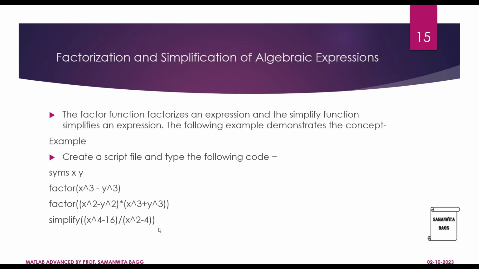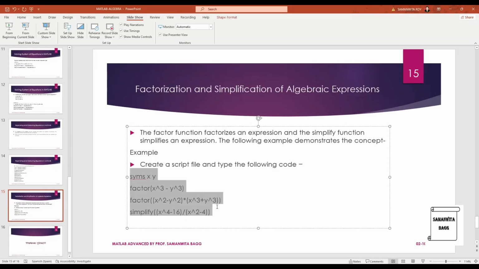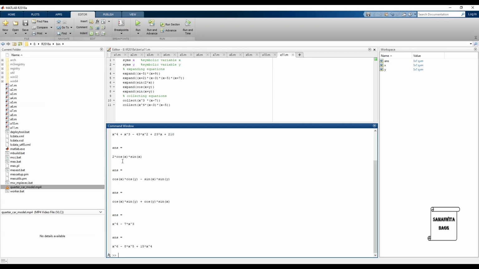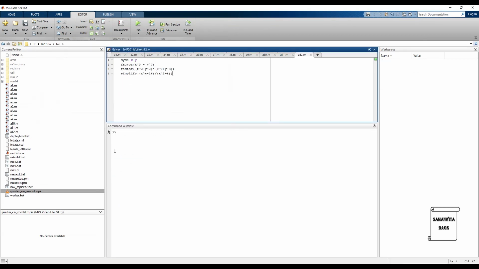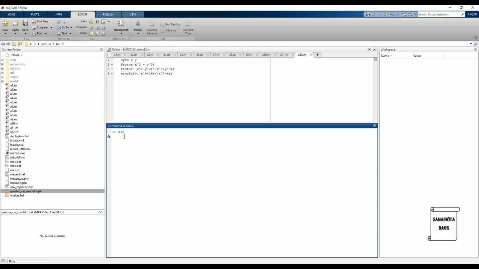So suppose you already calculate this manually, let's see if I get the same answer. I have saved this as A12. So you can see here, this is the first factorization of x cube minus y cube. The formula is x minus y, x square plus xy plus y square. These are the two factors. Next is the factors for these two multiplied together. So this is the answer. And last is simplify x raised to 4 minus 16 upon x square minus 4. The answer is x square plus 4.